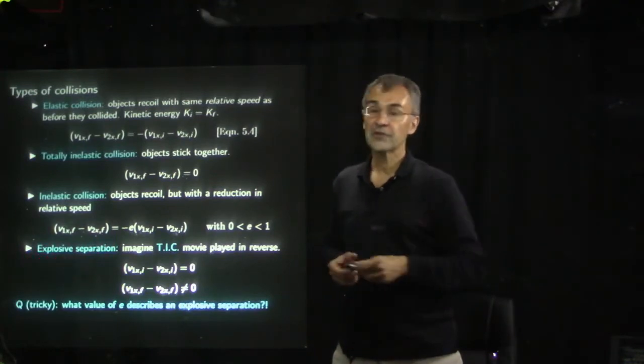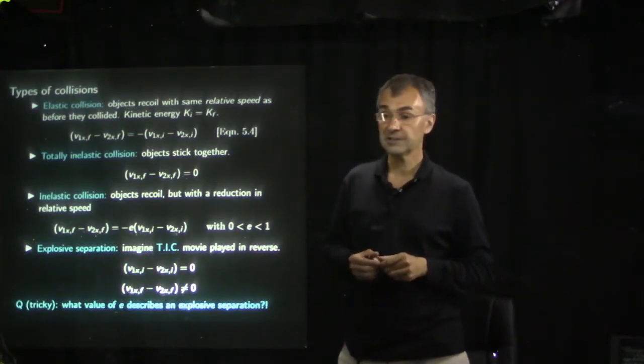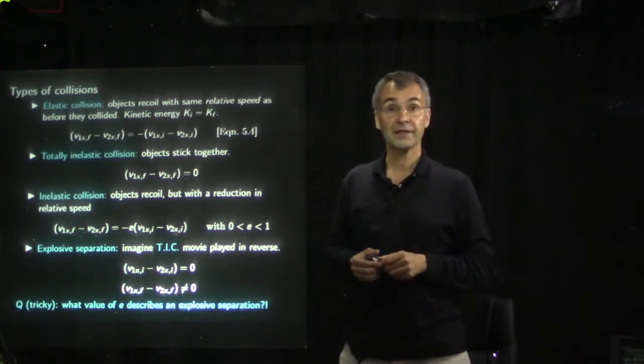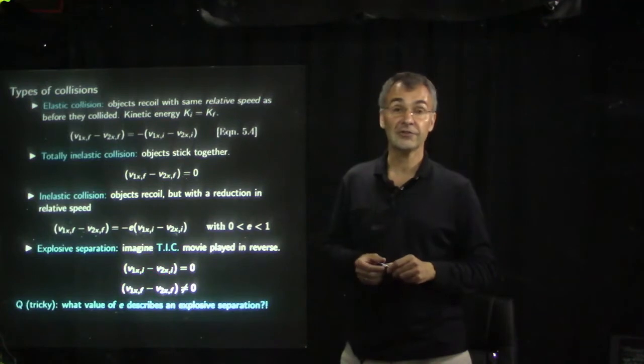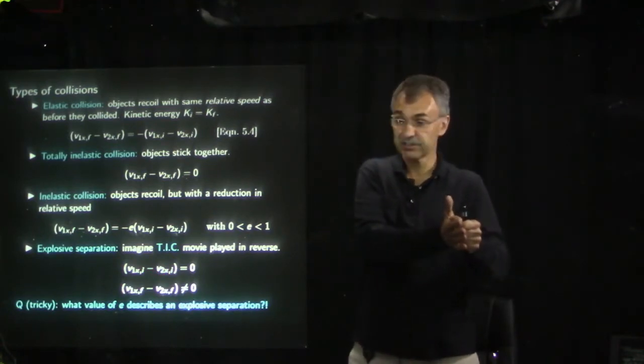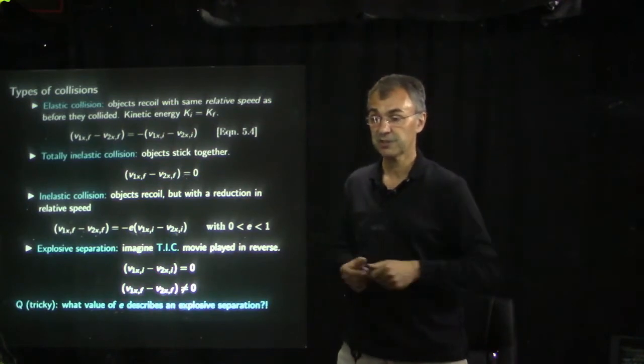And explosive separation actually turns out to be like a totally inelastic collision with the movie played in reverse. We can even see that. So the relative velocity in the initial state is 0. Initially, the 2 objects are stuck together, but later they're moving away from each other. So the final relative velocity is non-zero.